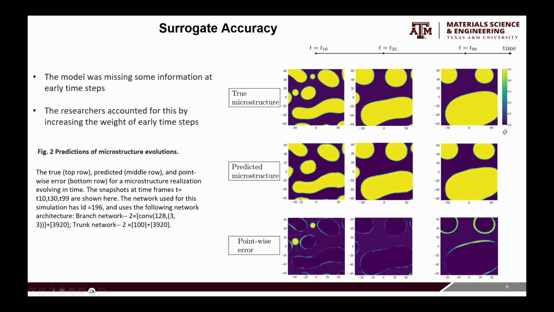And the predicted microstructures are very close. However, it's missing these smaller spots. So what's happening is there are different scales of evolution over time for this model. Early in the model, there are more small dots that survive, but late in the model, they have combined with the other phases. So what the researchers did is they weighted the earlier time steps more in the training process so that it would capture these smaller dots.